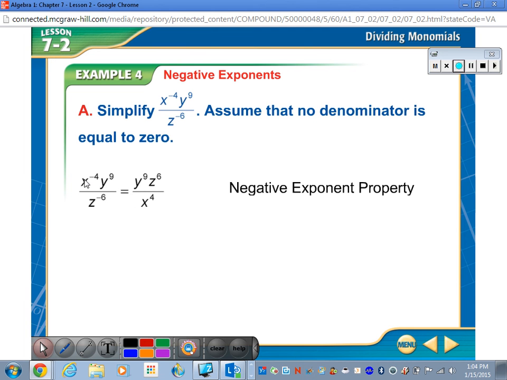And so you notice they just moved the x to the negative 4 down here, and it becomes x to the positive 4. And then they have z to the negative 6 here. Well, they move it up, so it's z to the positive 6. And then you're done. Notice they're in alphabetical order. And also notice that there's nothing that's going to cancel. You only had each variable one time. Okay?